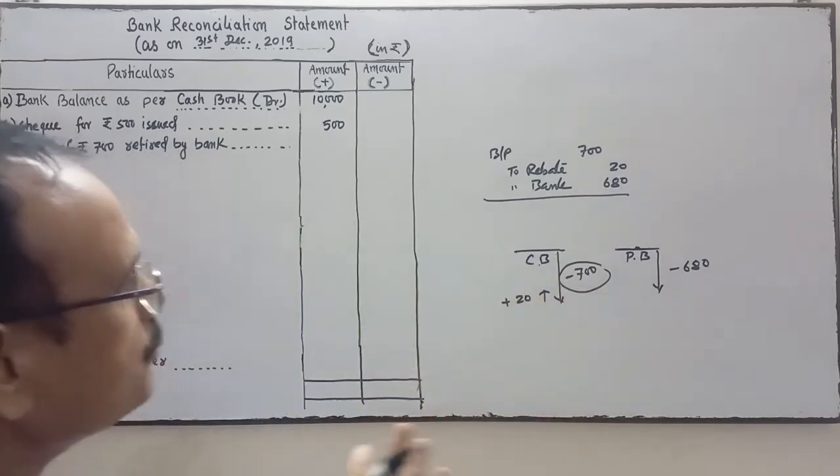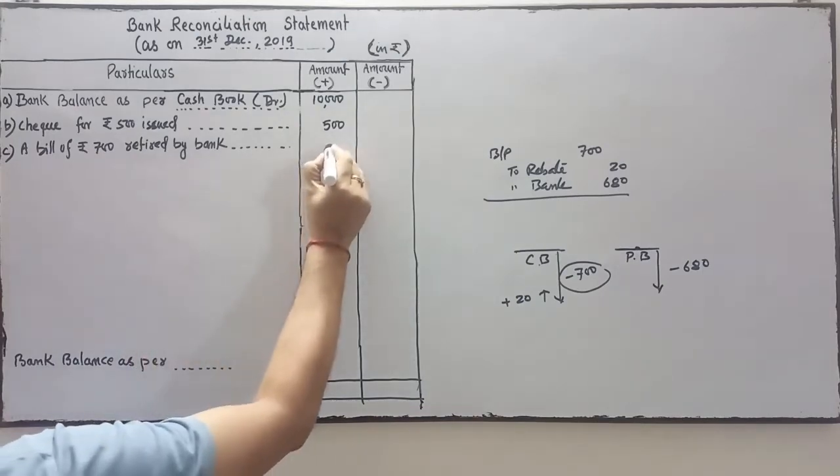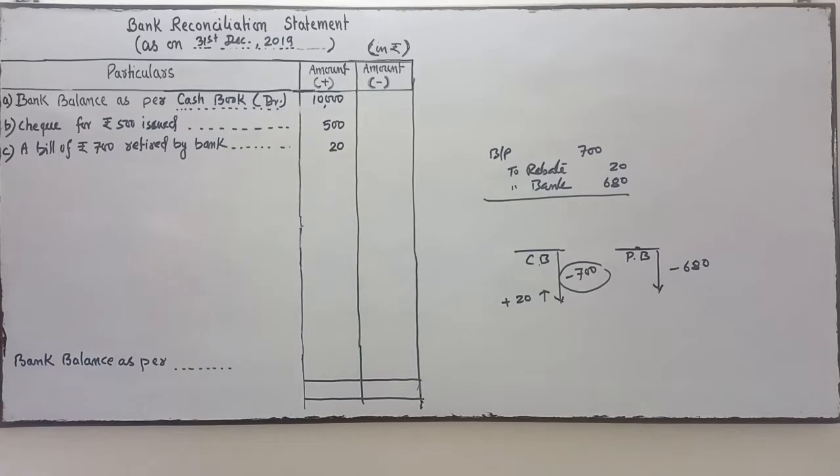So both side balance will be equal. So 20 rupees in the plus side.